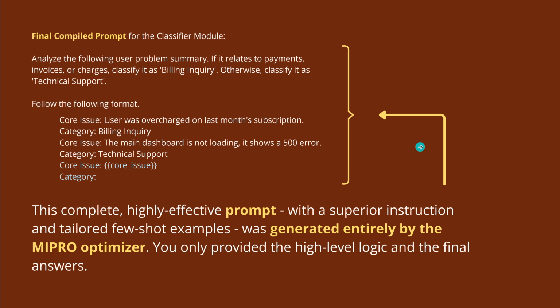So there you have it. A complete, highly effective prompt generated entirely by the MIPRO optimizer. This is the result of an optimizer. This is exactly, step by step, what an optimizer does. You provide the logic, your modules, and the final answer for the test dataset. And then you just have an optimization based on natural language.